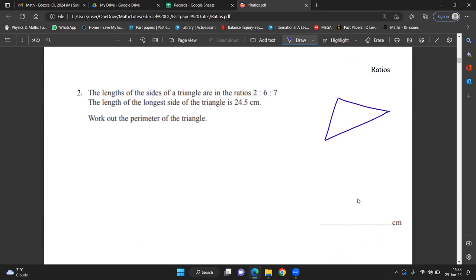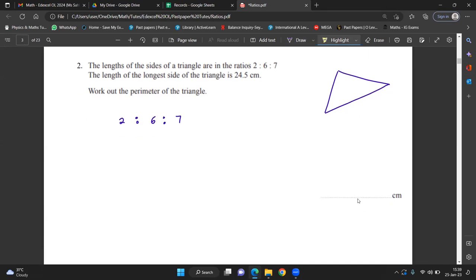Okay, guys. Now, the lengths of the sides of a triangle are in the ratios 2 is to 6 is to 7. The length of the longest side is 24.5. Work out the perimeter of the triangle. Akhil, how do you find the perimeter of any shape? How do you find the perimeter of any shape? Add all sides. Okay. Now, guys, when they say 2 is to 6 is to 7, does that mean they are the lengths or they are just the ratios? They are the ratios. 2 is to 6 is to 7.